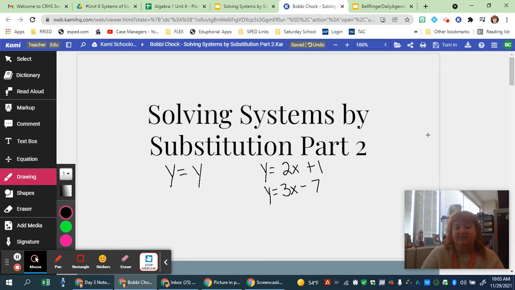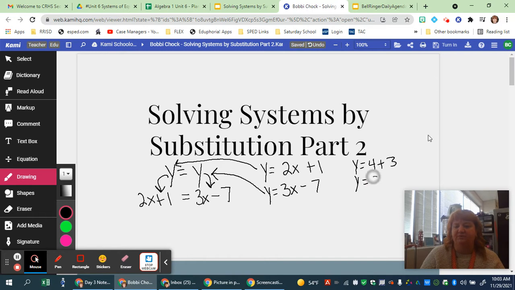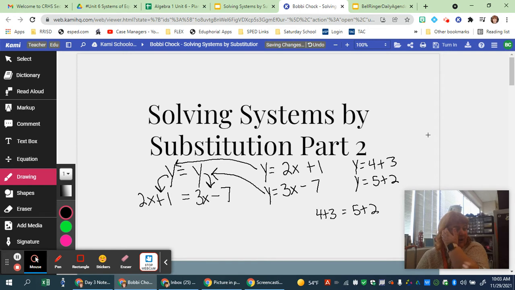Okay, so we could set 2x plus 1 equals 3x minus 7, because this y equals this, and this y equals this. So we call that the y equals y method. It's kind of like saying, let's say y equals 4 plus 3 and y equals 5 plus 2. Well, we could say 4 plus 3 equals 5 plus 2. They equal the same thing. So that's called the y equals y method.